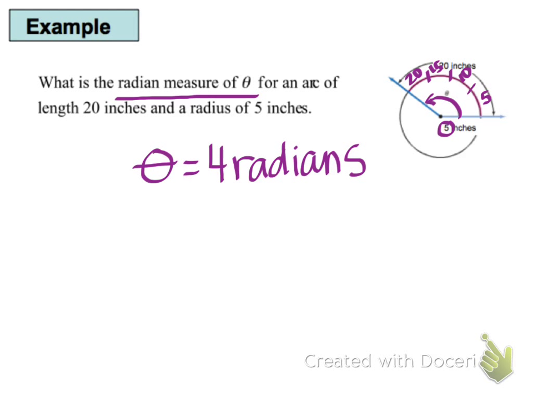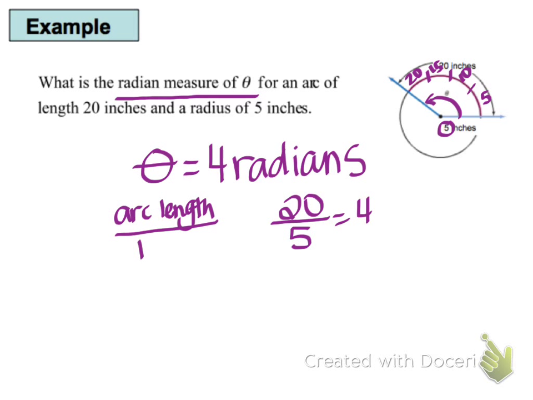Now remember, the way we did that is we took our arc length of 20 and divided it by 5, and that's how we got the 4. So we took our arc length and divided it by our radius. And that's how we got how many radians made up that arc length.